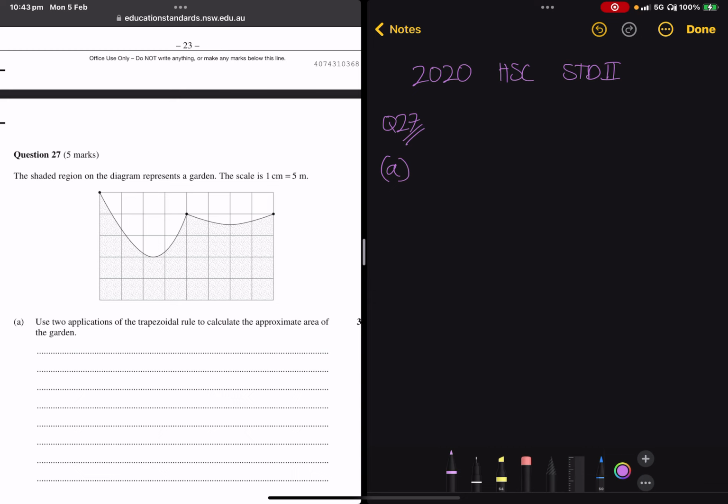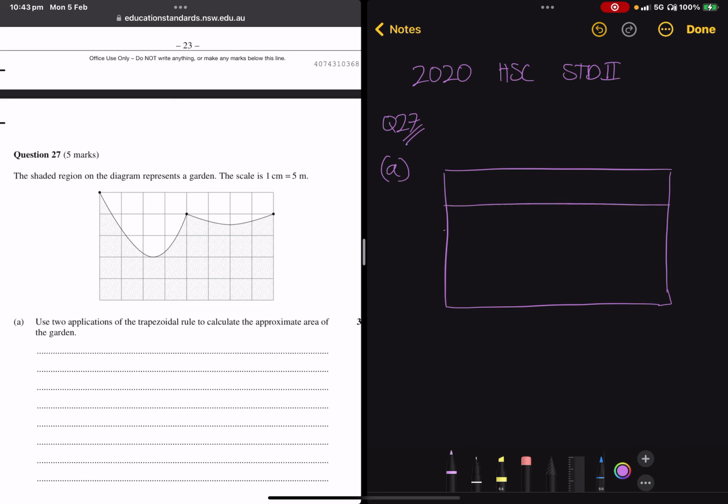So what we've got to do is turn these into trapeziums. When it says trapezoidal rule, this just means turn these into trapeziums and then calculate their area. So we'll draw a little graphical representation here so we can draw on this a little bit.